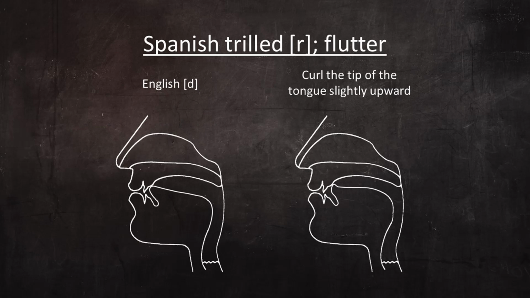Take a second and try this. Pronounce the English D sound. D, d, d. Observe where your tongue contacts your alveolar ridge. Now curl the tip of your tongue upward a tiny little bit, just a millimeter or two, so that a spot just barely on the underside of the tip is in contact with the ridge. This is the tongue position for trilled R.